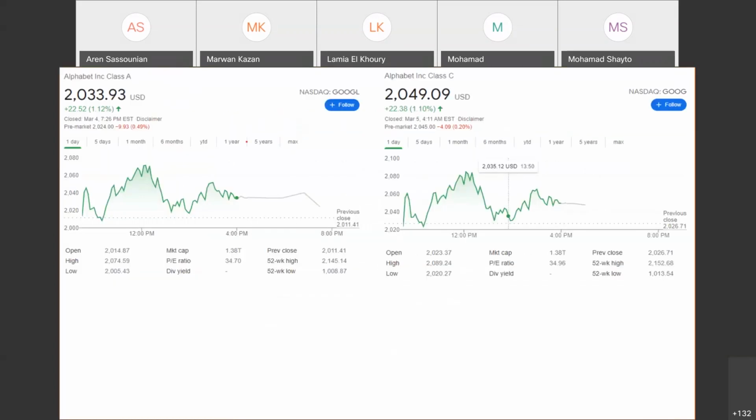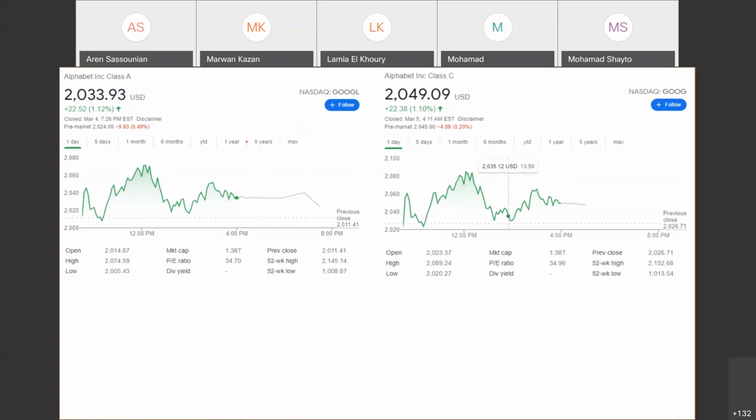So Class A and Class C shares for Google, they're the publicly traded ones. They're pretty much identical, like you can see from the chart. It's literally identical. I'll just show you with the laser pointer right here. It goes up, it goes down. The prices are pretty much the same. It moves the same amount almost every day and things like that. So they're pretty much identical money-wise, but they have different voting rights.